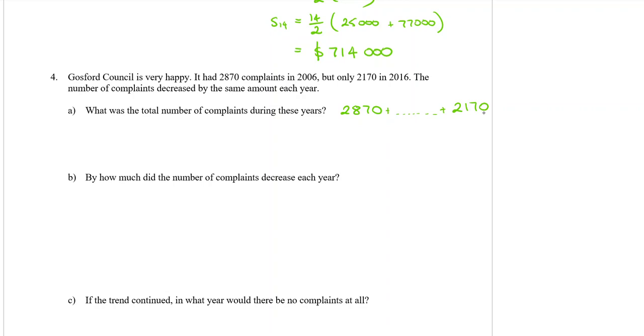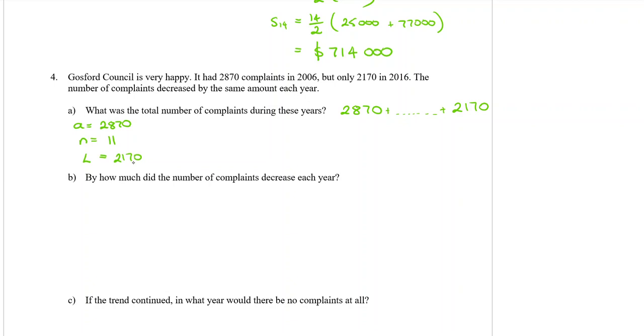the total that I have there, if I list off the things that I have, I know the first term. I know the number of terms that would be in that complete series. What would it be? It's 11. Because it counts 2006 and 2016, so it's 11. And we know that the last term is the 2170.